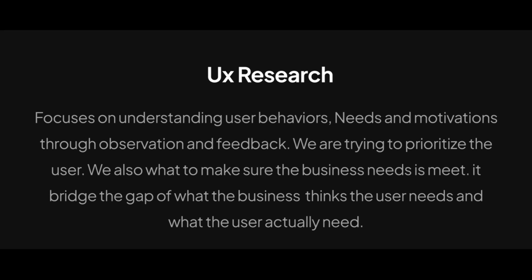Let me break down the explanation of user research again so that you understand. Focus on understanding user behavior. Before you design any app, you need to understand the behavioral pattern of the users you are designing for. You need to understand their needs. You need to understand their motives. You need to understand their thought process. Most times you need to go as far as observing them and getting feedback from them.